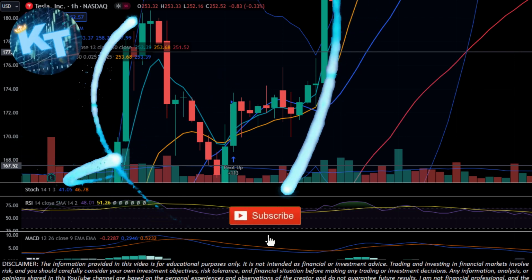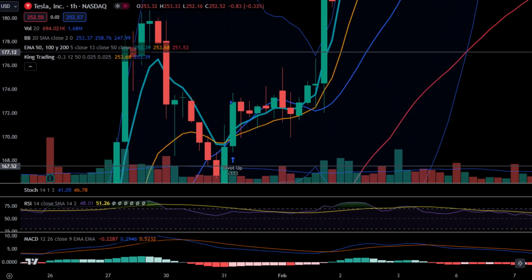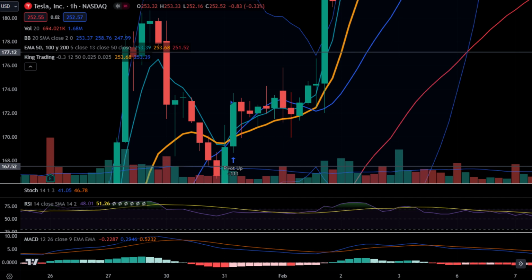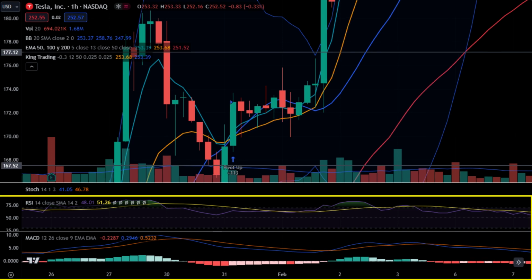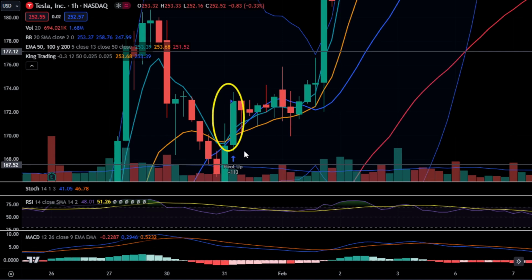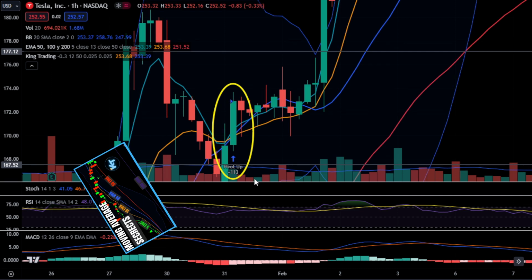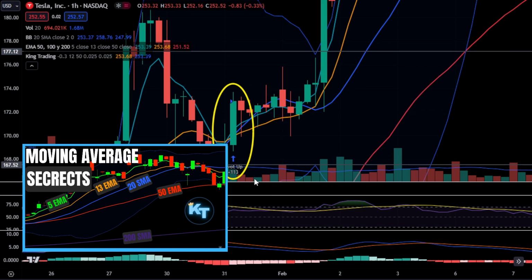In the King Trading Moving Average video, I discussed how the 5 EMA crossing above the 13 EMA can be used along with other technical indicators to signal when to enter a trade. Let's go. I'll make sure to link that video at the end of this one, as it goes into quite a bit of detail about moving averages and how to use them.